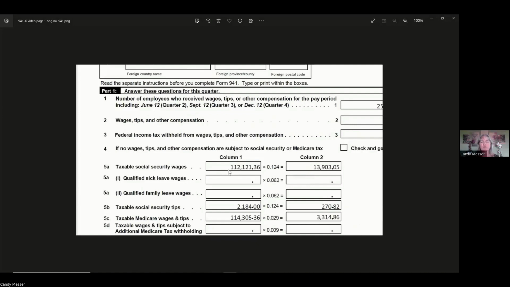$112,121.36 in taxable Social Security wages, and then they had taxable tips of $2,184. So we're going to assume for today's video that they did not include the original $2,184 in tips. They will be able to claim the full amount because, once again, the employees did not reach the maximum and this amount is due.